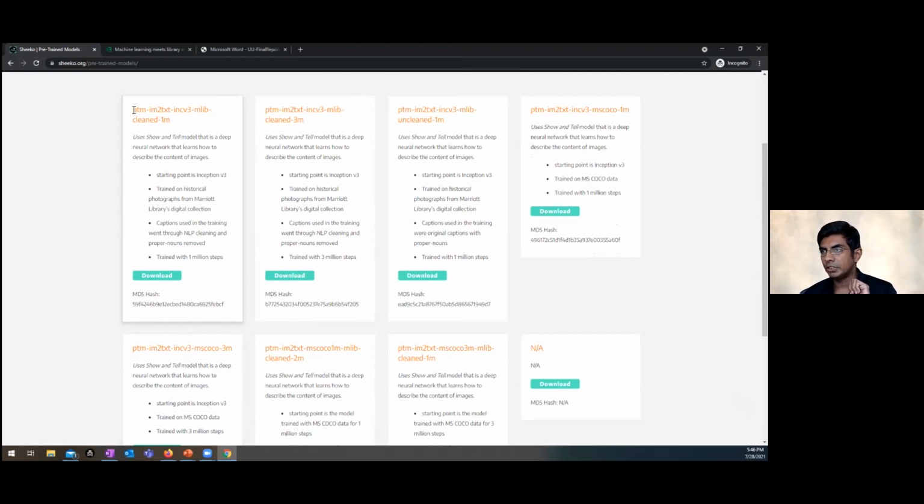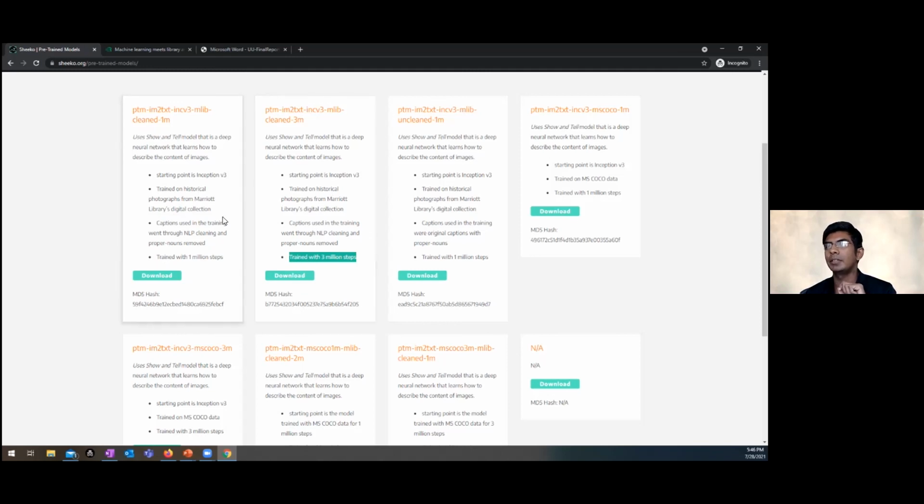So PTM is essentially pre-trained model. So here the starting point is Inception v3, and we trained it with the library digital collection. And for the training process, we used captions that were cleaned through the NLP process. So we removed the proper nouns. And then we trained it for 1 million steps. And here, it's pretty much the same thing, but we trained it for 3 million steps.